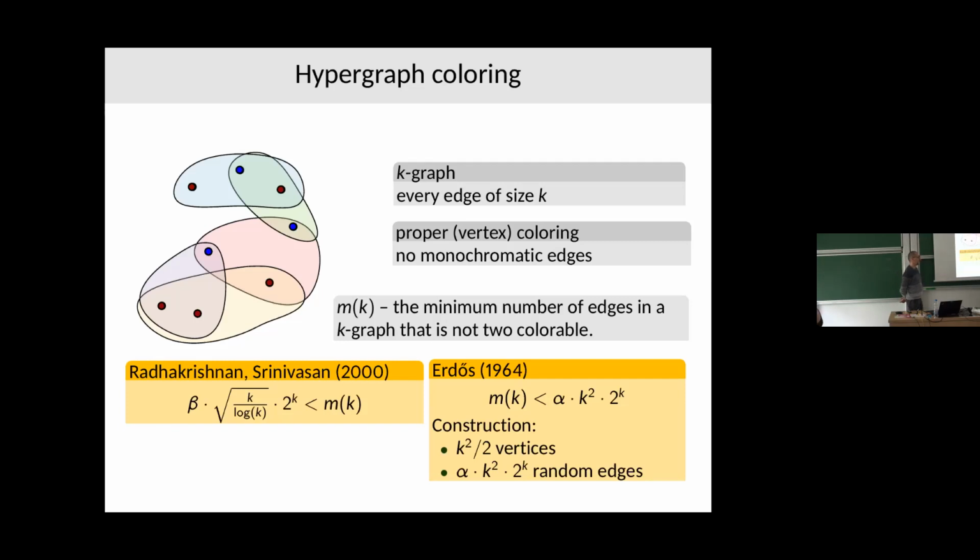So what Erdős proposed, and it was one of the first successes of the probabilistic method, was just to take a specific number of vertices and put this number of random edges, and then one can show that with high probability, this hypergraph cannot be two-colored. It means that such a hypergraph exists.